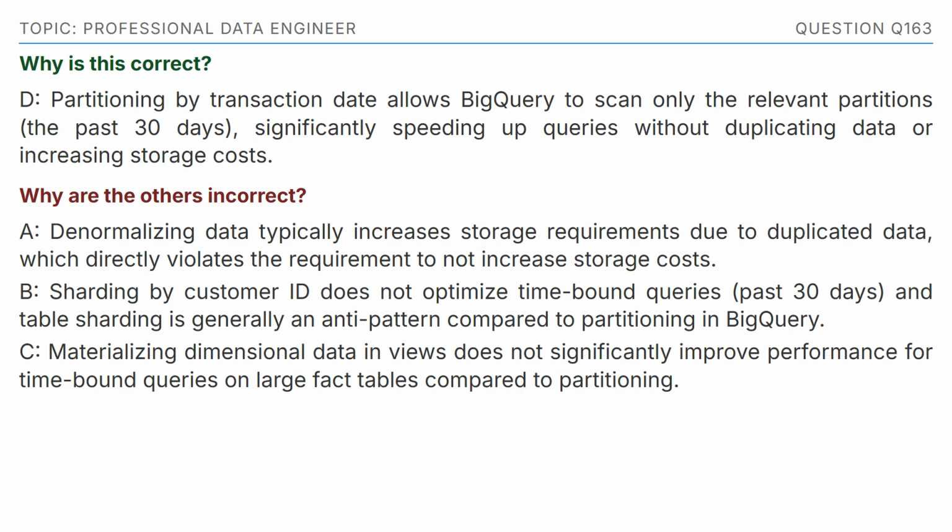Why are the others incorrect? A. Denormalizing data typically increases storage requirements due to duplicated data, which directly violates the requirement to not increase storage costs. B. Sharding by customer ID does not optimize time-bound queries past 30 days, and table sharding is generally an anti-pattern compared to partitioning in BigQuery. C. Materializing dimensional data in views does not significantly improve performance for time-bound queries on large fact tables compared to partitioning.